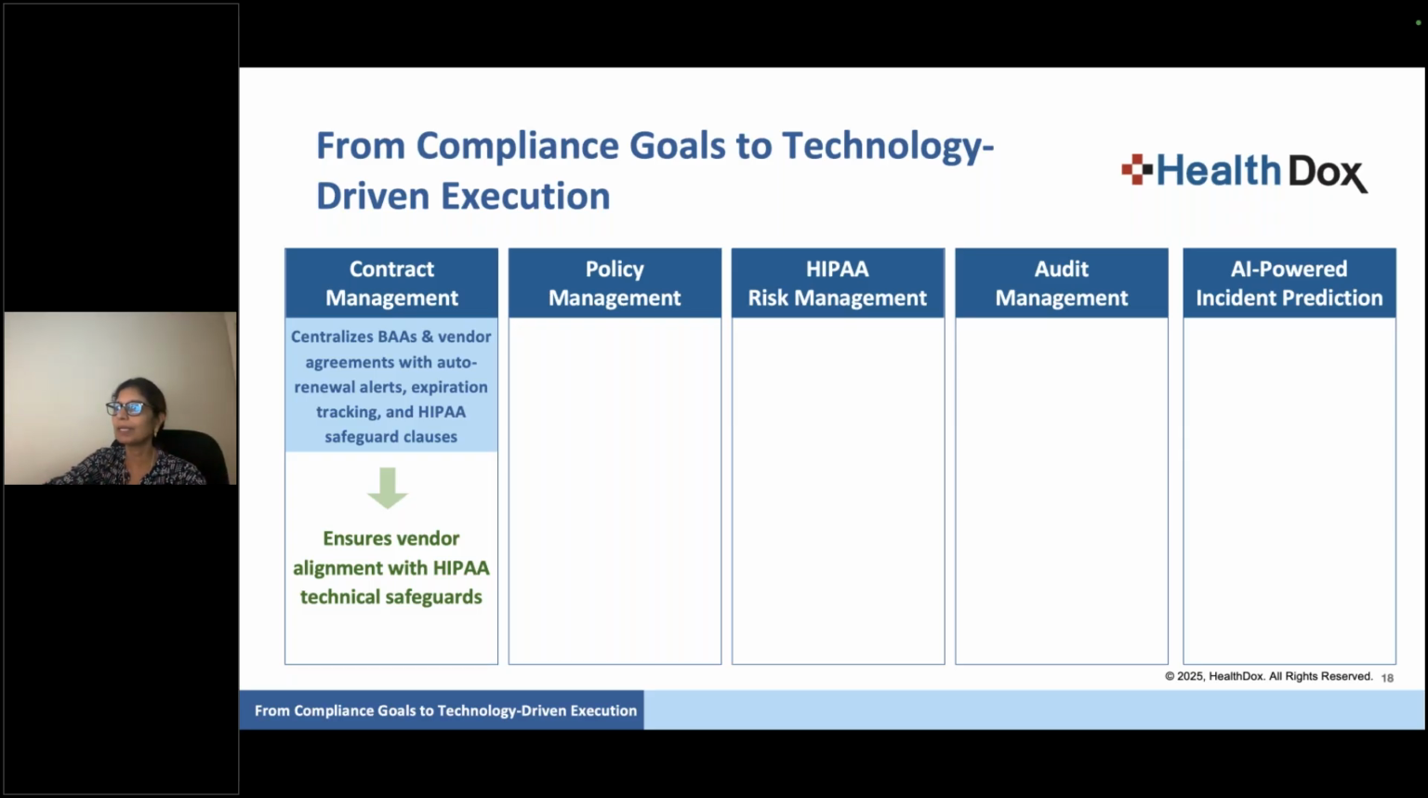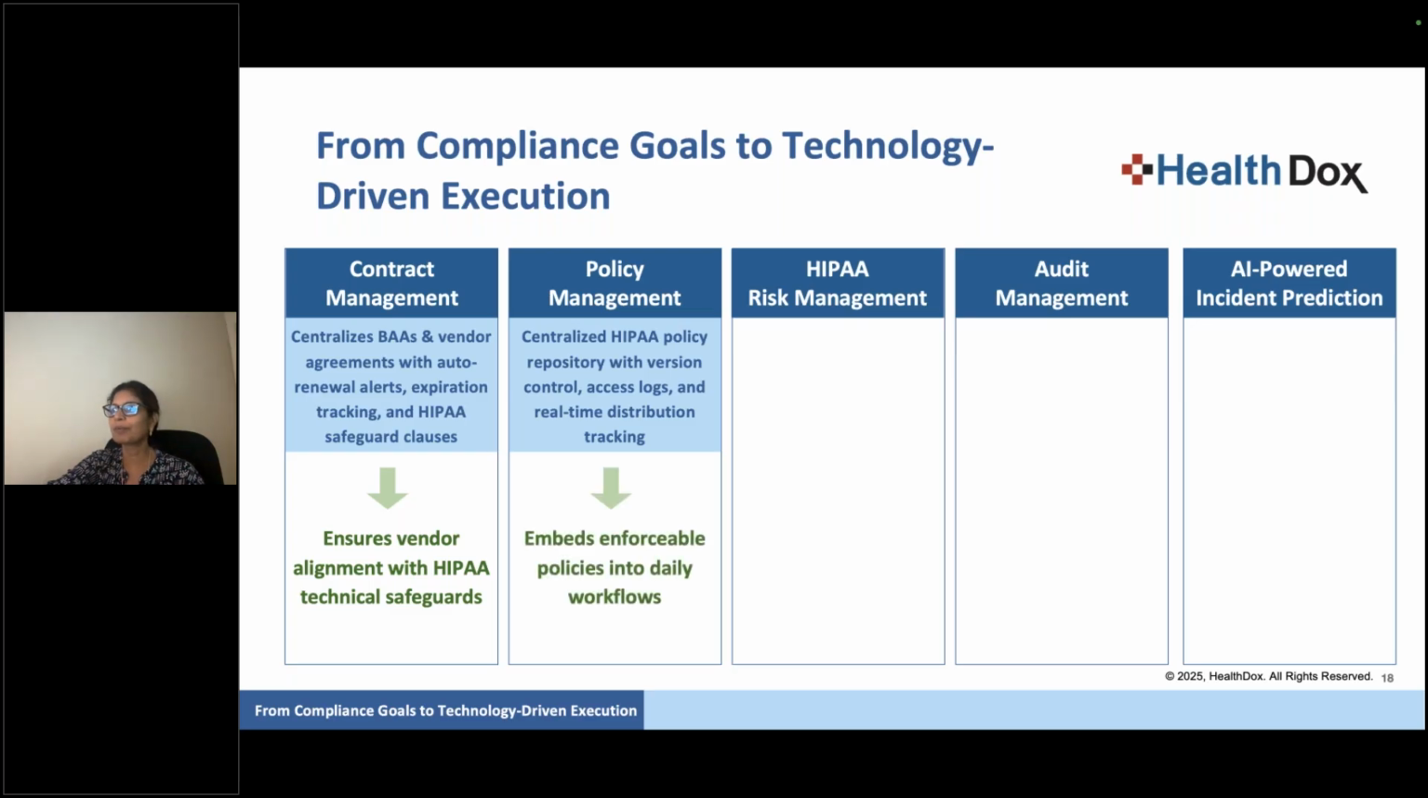So this means that we prevent contract lapses that could weaken security controls, and it also ensures that vendor compliance stays aligned with the HIPAA technical safeguards. So if you also have a solution that takes care of policy management, policies are only effective if they're accessible, traceable, trackable, and enforced. So we provide a centralized repository with version control and access logging, restrictions, and also instant policy distribution.